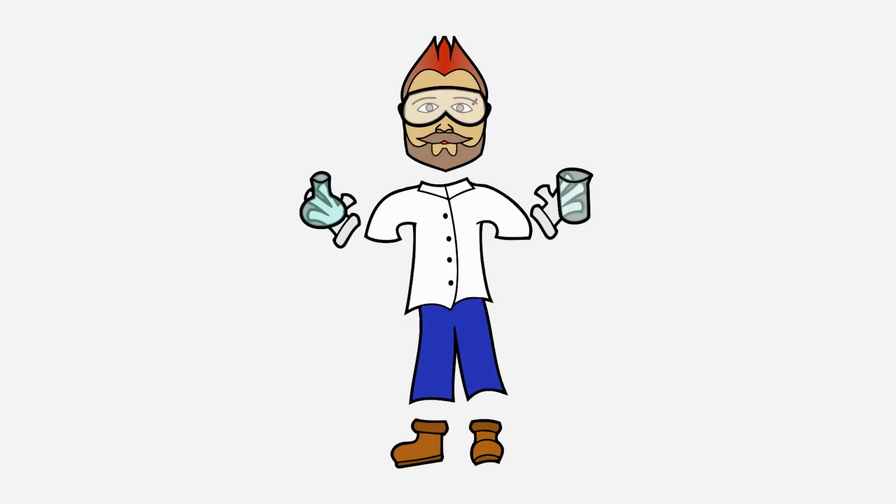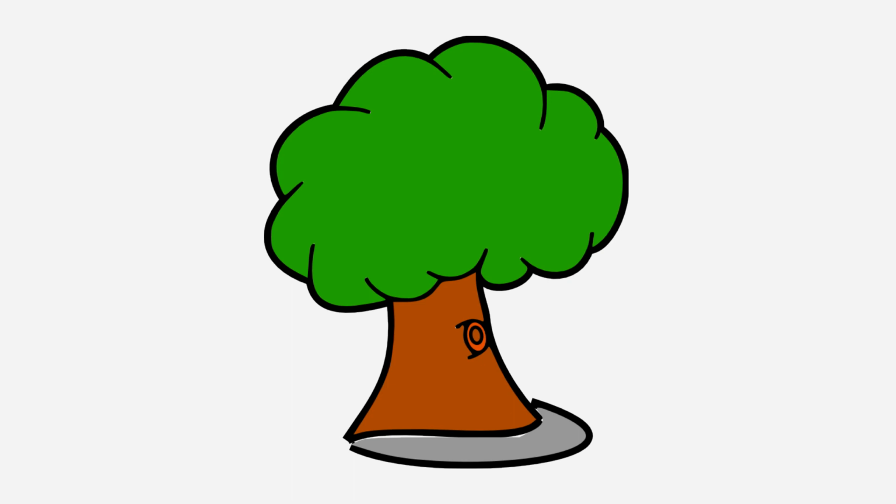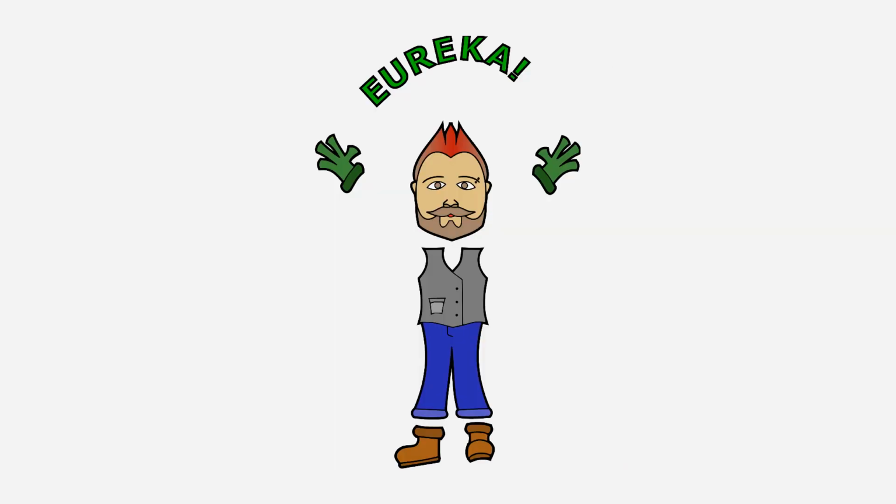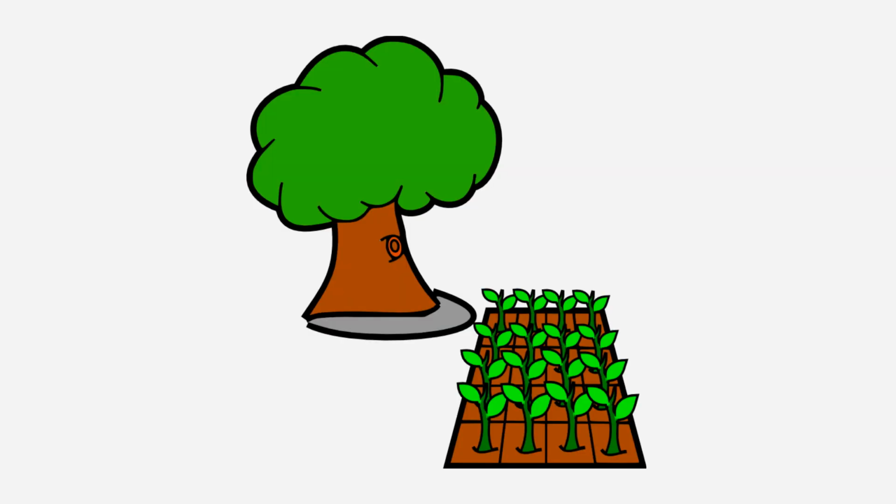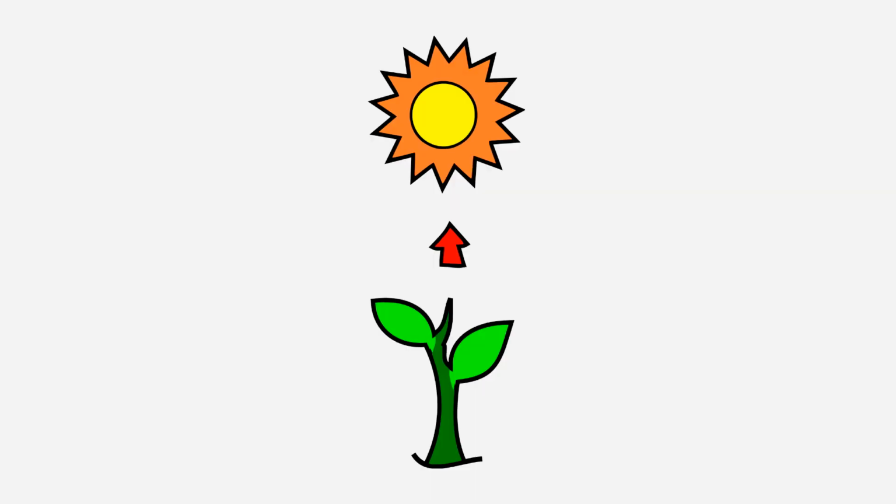So you make an experiment and cut the branch of the tree that is giving shadow to the plants. And after a few days of watching your plants, you find that the slow growing plants are almost as tall as the plants that were growing fast, proving that the light was actually influencing the plants growing in your garden.